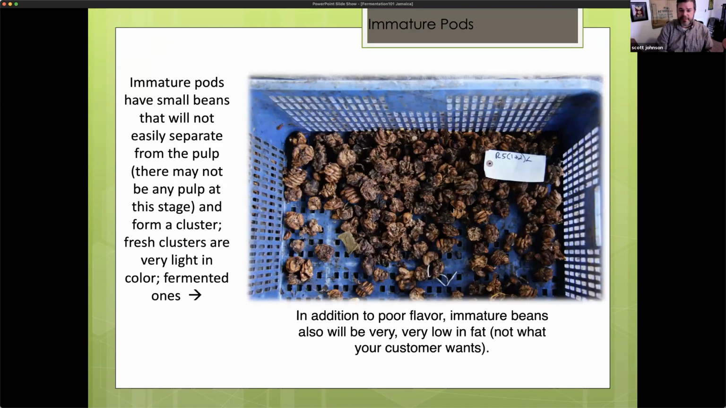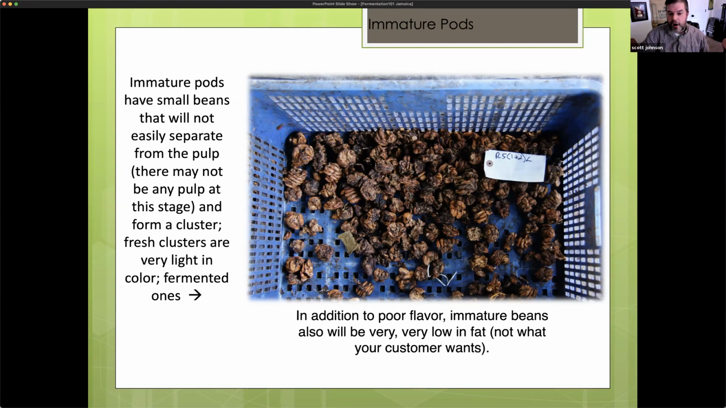From an immature standpoint, I did a number of tests all around the world because I wanted to understand very specifically what's happening when you put immature pods into a fermentation. There are thousands of chemicals generated in fermentation. Exactly what's happening when we put immature pods in there, with all of those chemicals that turn into flavor, that turn into fat, that turn into other things?